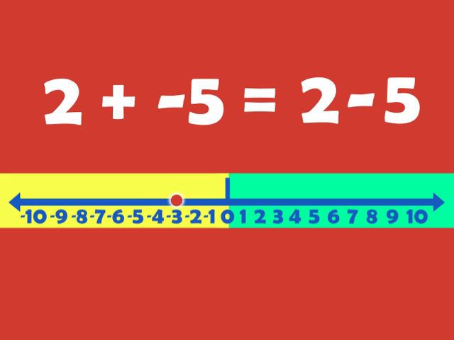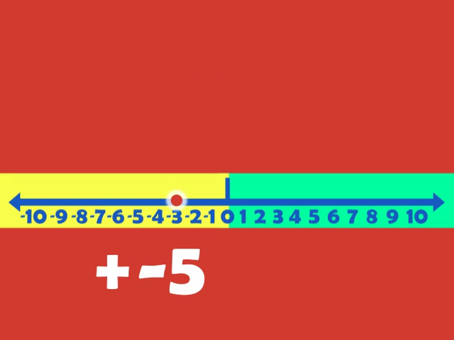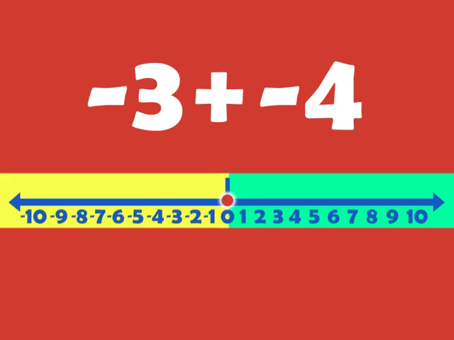In both cases, you start at 2 and move 5 places to the left because you have either a minus or a negative sign in front of your 5. Whether it's written like this or this, it's treated the same. Let's add two negative numbers, negative 3 plus negative 4. Start at negative 3, move 4 places left, and you arrive at negative 7.